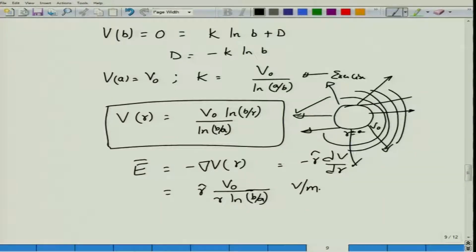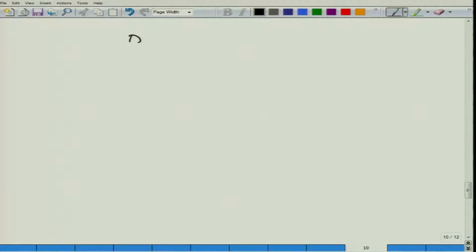This is the electric field that you are going to obtain. Now that you have obtained the electric field, what you need to do is find out the overall charge. So, I know D is related to electric field in terms of epsilon times E. So, D will be given by r hat epsilon V0 divided by r log B by A.